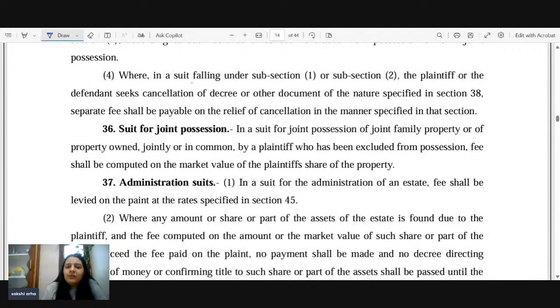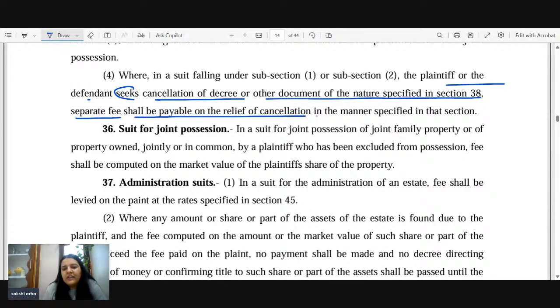Where in a suit falling under subsection 1 and 2, the plaintiff or the defendant seeks cancellation of decree or other documents of the nature, okay, then separate fee shall be payable on the relief of cancel. If the defendant is also asking for cancellation along with this, then separate fee will be applicable on that.